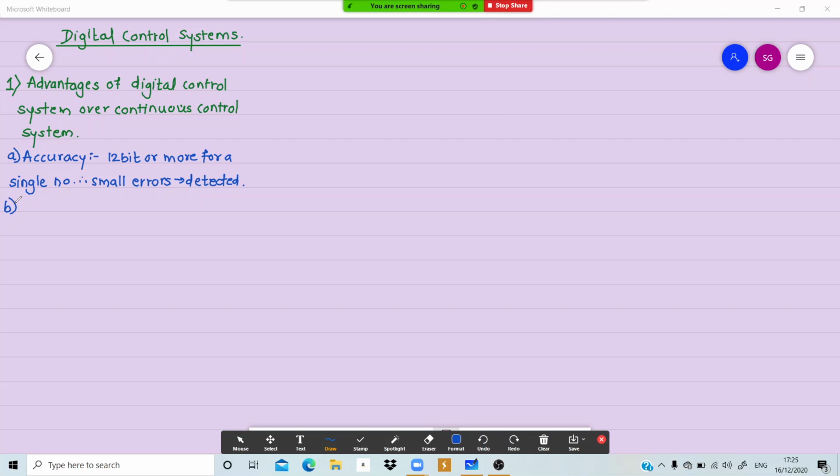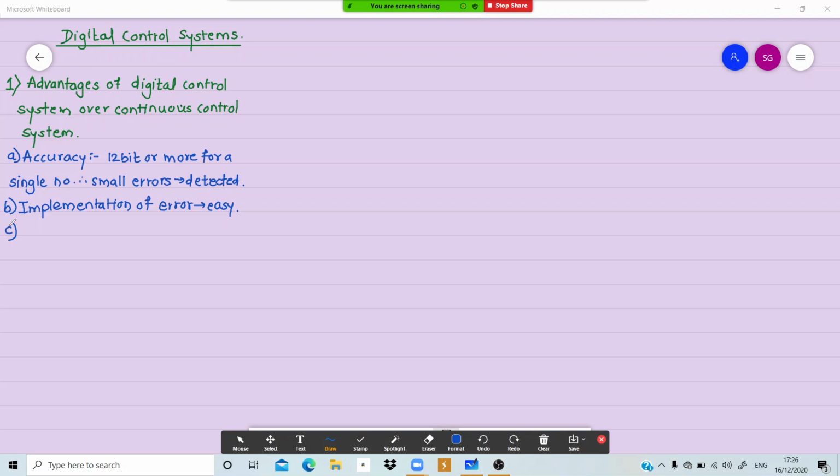Then the second one is that implementation of error computation is also easy in digital systems. In digital mode, addition, subtraction, or different operations are comparatively easy to handle, and that's why implementation of error also becomes easy. So I'll write: implementation of error is easy.